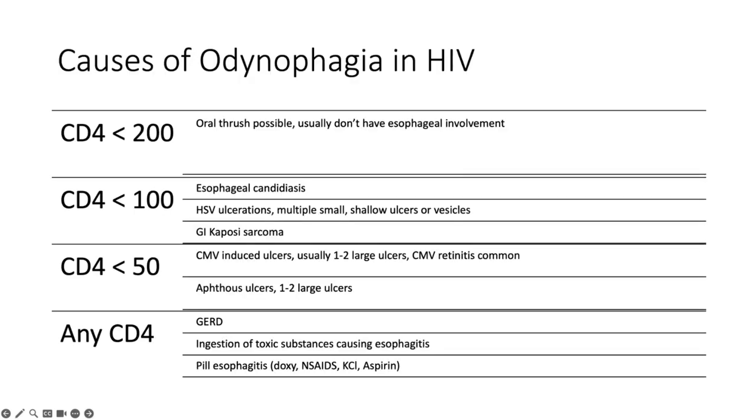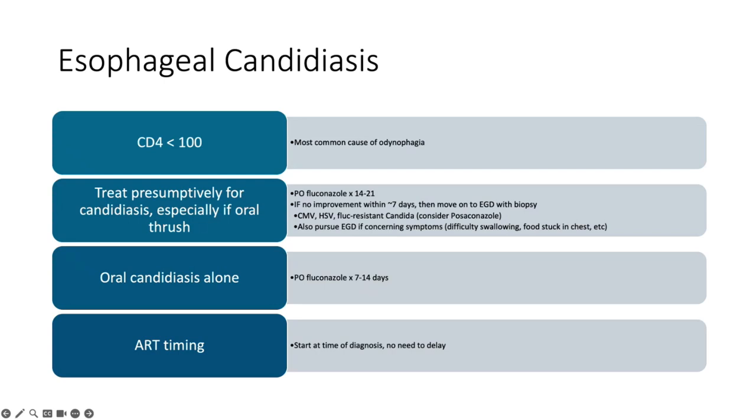Okay. The point of this is that for dysphagia in HIV, especially if CD4 is less than 100, Candida is by far the most common cause. We do have other causes, as we see there, like HSV, or as your CD4 declines more, CMV or aphthous ulcers. And of course, people can have dysphagia or esophagitis for other reasons that aren't related to their HIV, as we see at the bottom. But the key point here, as the second bullet point gets to, is that you can treat presumptively for Candida if they're coming in with symptoms of dysphagia, especially if you see oral thrush. You can start with fluconazole and see if they're getting better, but if they're not getting better, then you move on to EGD with biopsy.